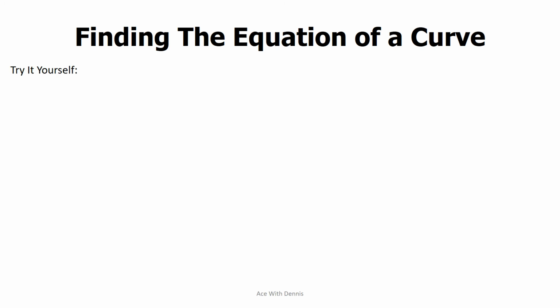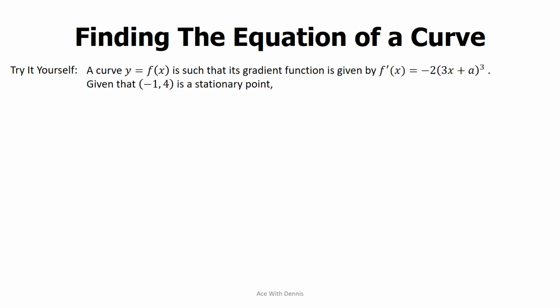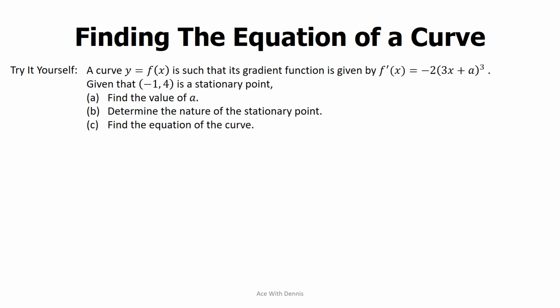Now, let's try this example yourself. A curve y equals f(x) is such that its gradient function is given by f prime x equals negative 2 times (3x plus a) cubed. Given that (negative 1, 4) is a stationary point, a. Find the value of a. b. Determine the nature of the stationary point. c. Find the equation of the curve. You can pause the video and try to solve it yourself.